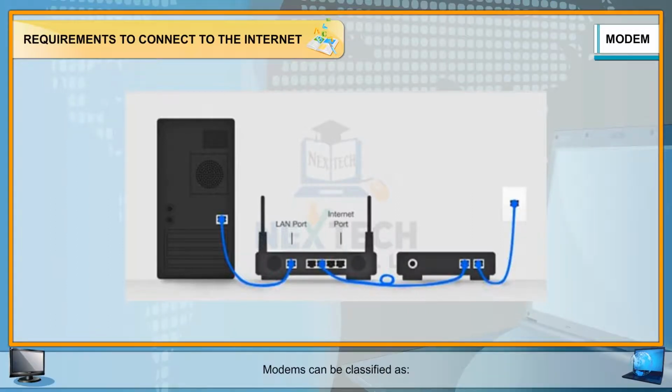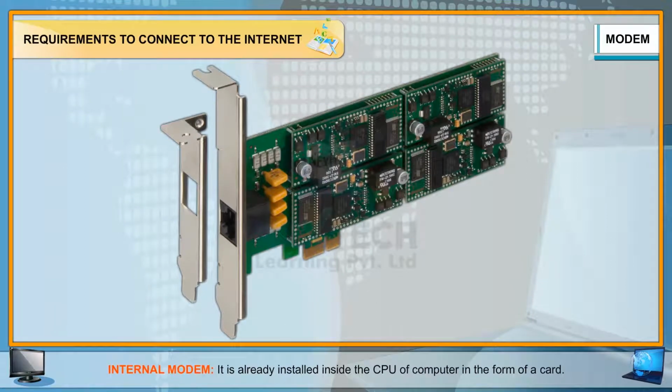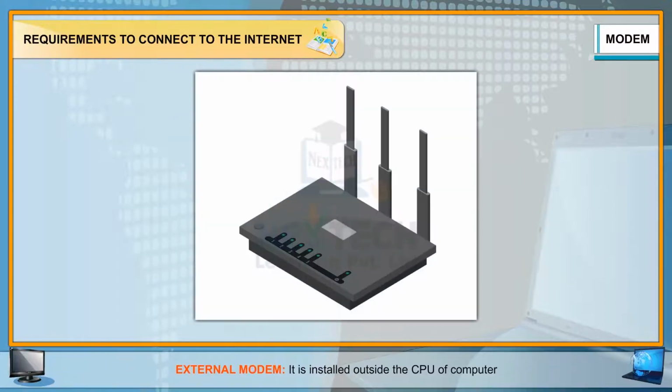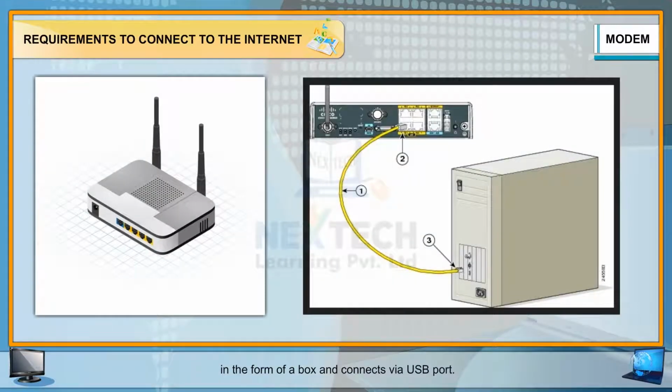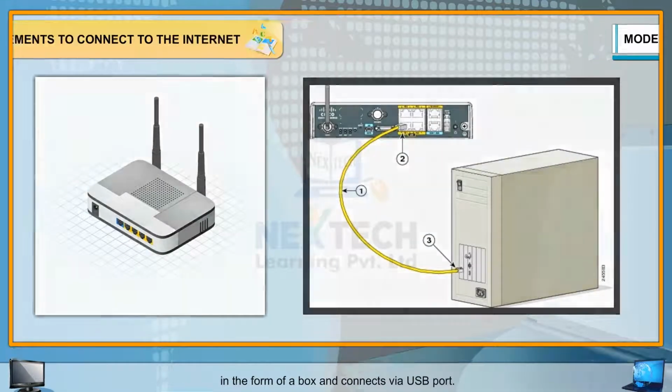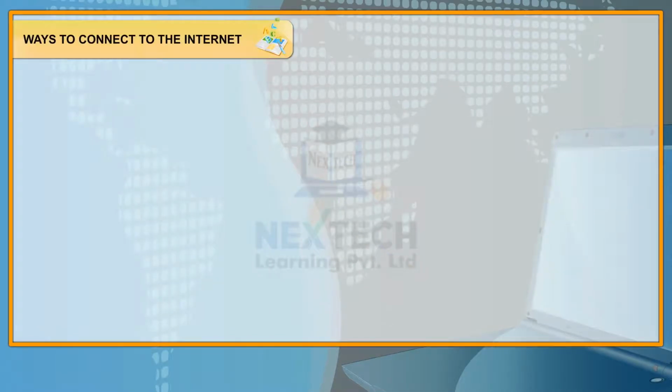Modems can be classified as internal modem. It is already installed inside the CPU of computer in the form of a card. External modem. It is installed outside the CPU of computer in the form of a box and connects via USB port.